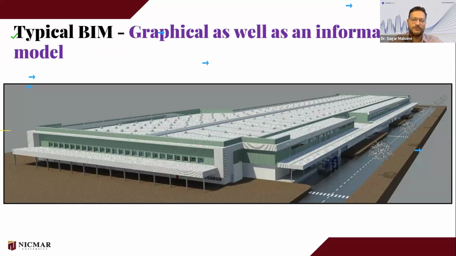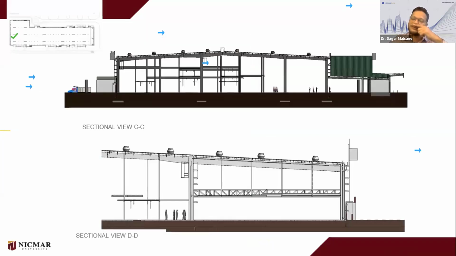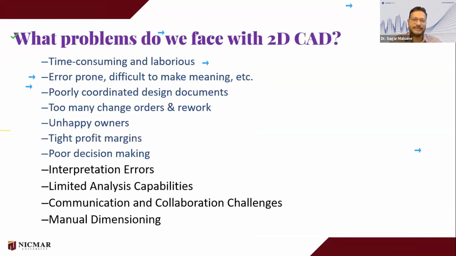This will be an example of a typical standalone building information model, and from the same building information model, you can generate so many different outputs: a sectional view, an internal 3D view, a sectional 2D view, a cut section, etc.